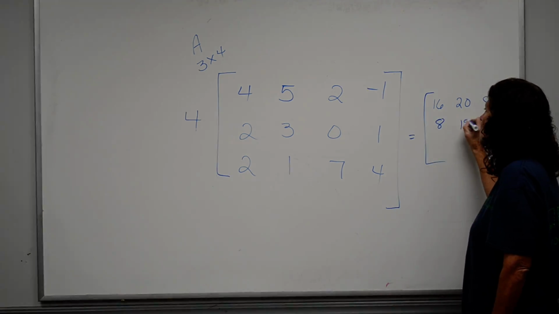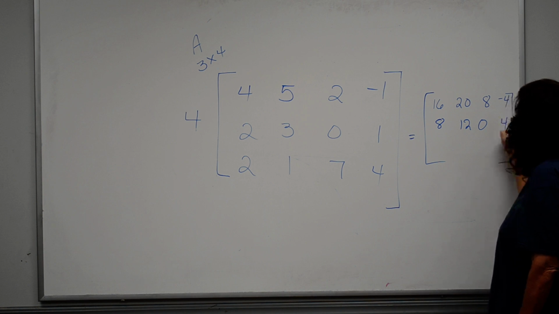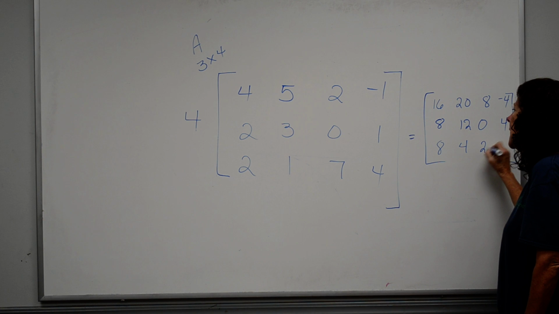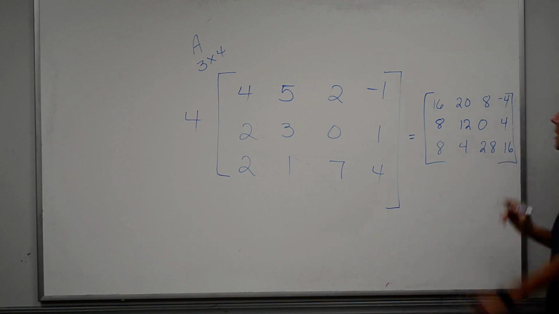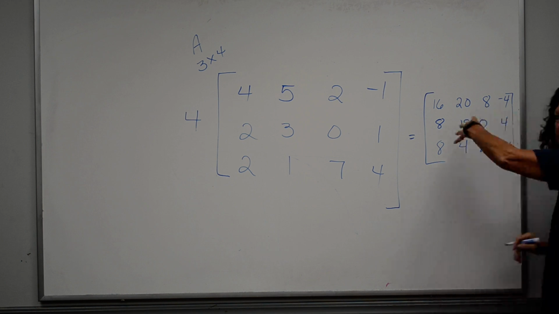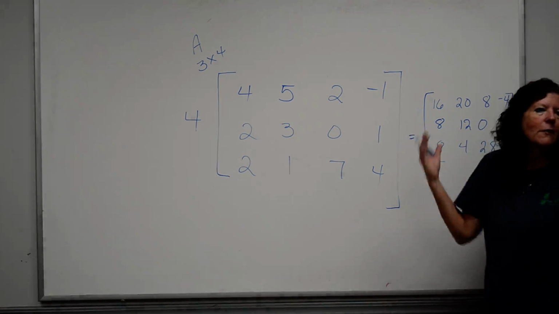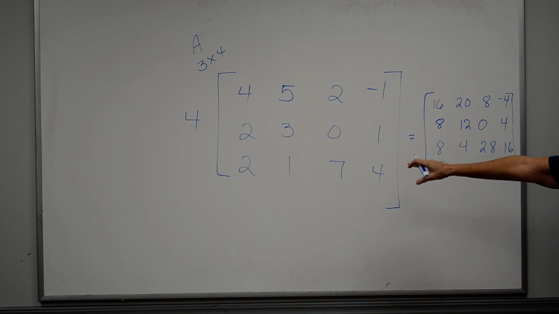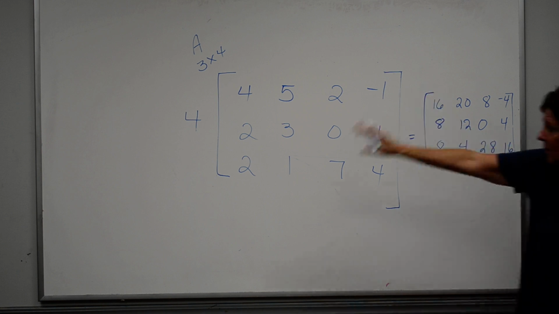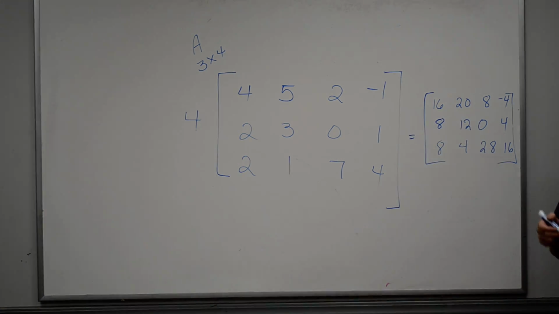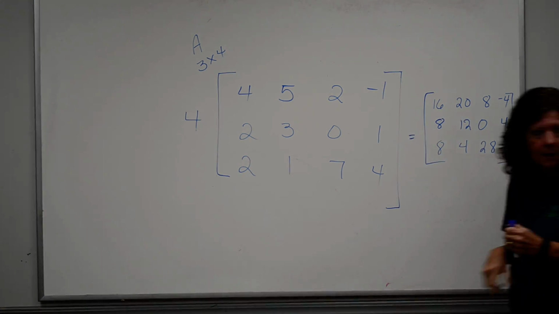8, 12, 0, and 4. 8, 4, 28, and 16. So that's my answer. That's the resulting matrix, okay? Now this is not matrix A. This would be whatever other matrix I want to assign to it, but remember that the original one is matrix A. When I do scalar multiplication, I just multiply that number times every element in my matrix, okay?